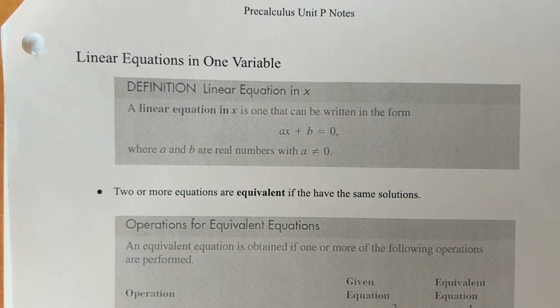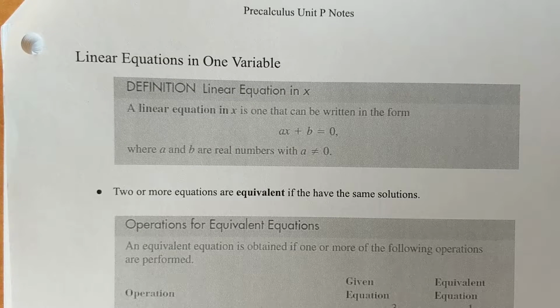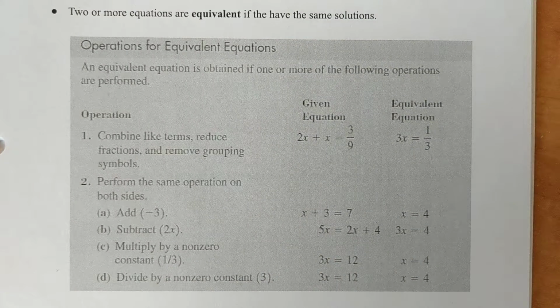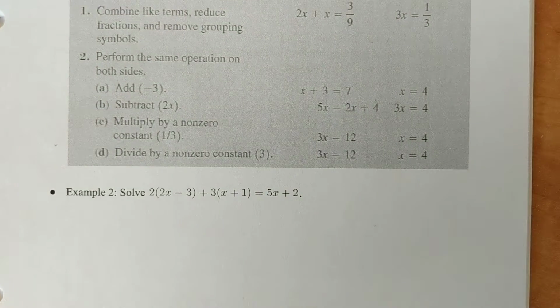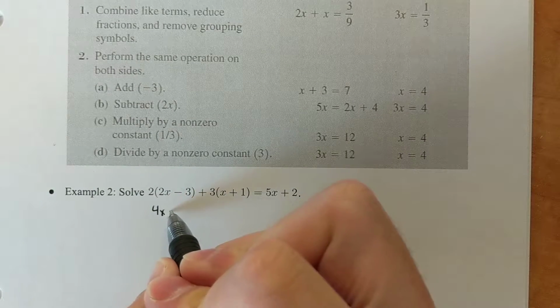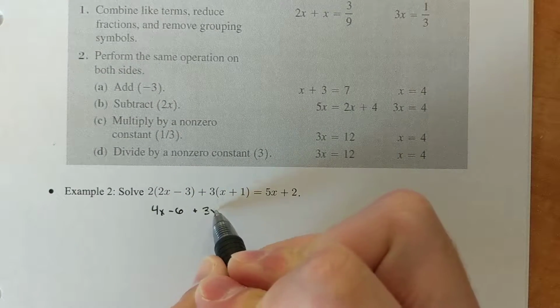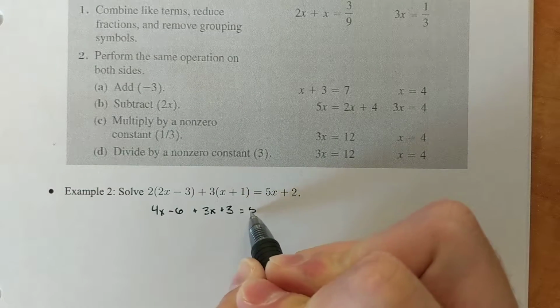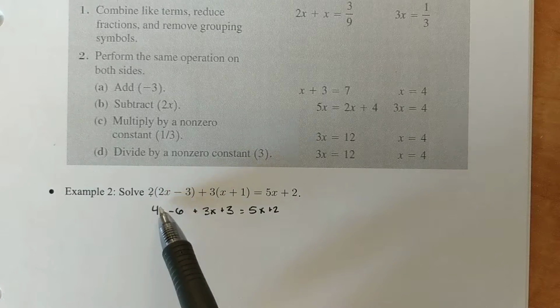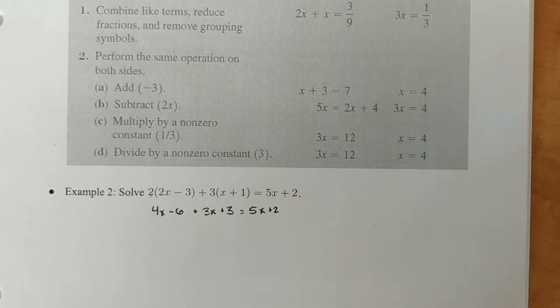Okay. So linear equation is one that can be rearranged to the form ax plus b equals 0, where a and b are real numbers and a is not equal to 0. So down here, just a reminder of how to solve equations essentially. So what you do to one side, you must do to the other. All right, so example 2, solve this equation. So the first thing we're going to need to do is distribute. So that gives me 4x minus 6 plus 3x plus 3 equals 5x plus 2. So when you distribute, remember number times everything inside. So 2 times 2 is 4, 2 times -3 is -6, so on and so forth.